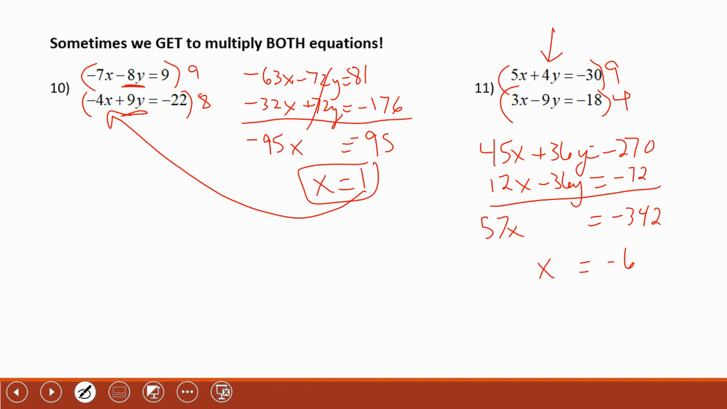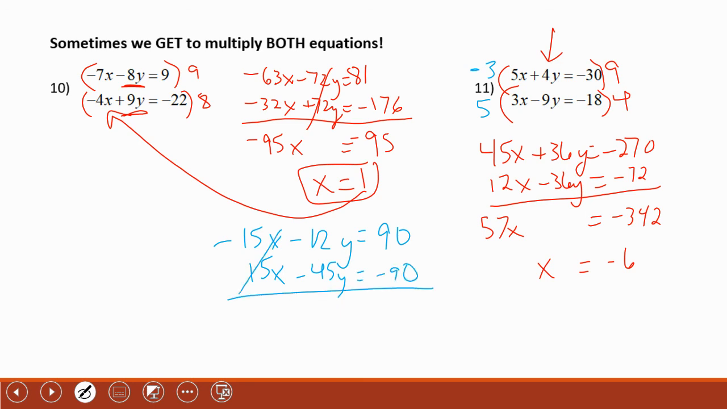If you like elimination, you could do it a second time and multiply the top equation by negative 3 and the bottom equation by 5, and you eliminate the x's and you'd have your y. So negative 15x minus 12y equals 90. 15x minus 45y equals negative 90. You get negative 57y equals 0, so y equals 0. So you can actually solve the whole thing using elimination. That's it for your makeup notes.